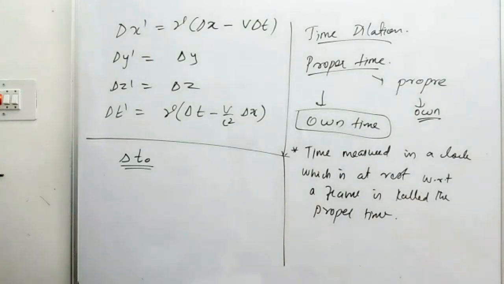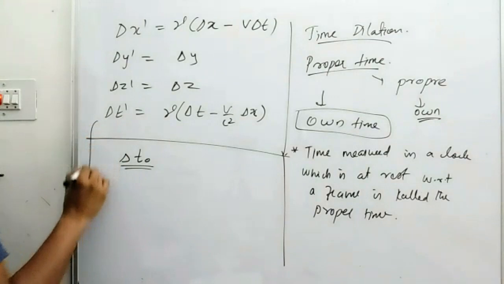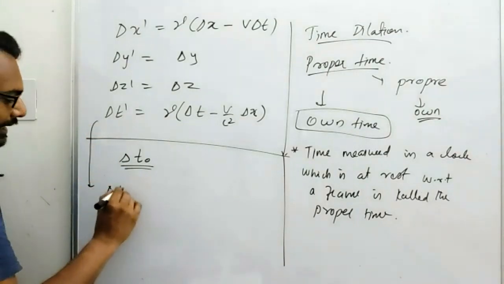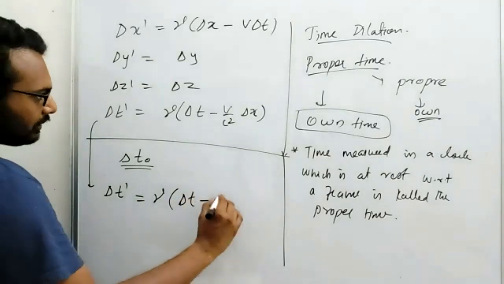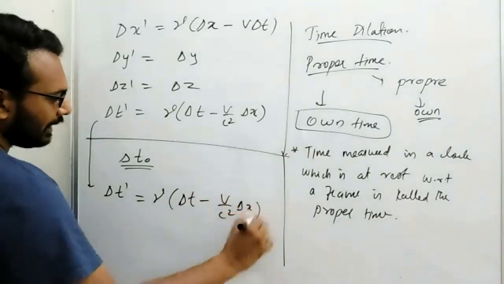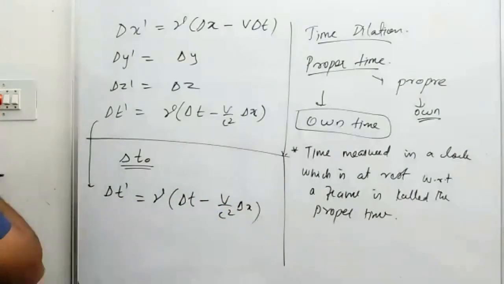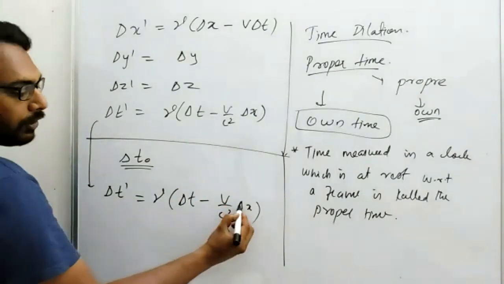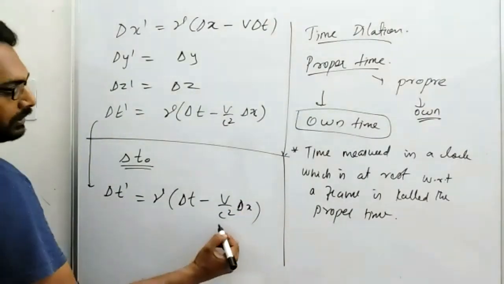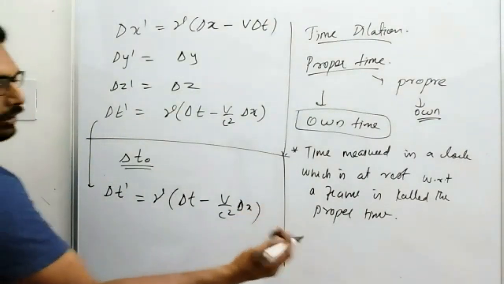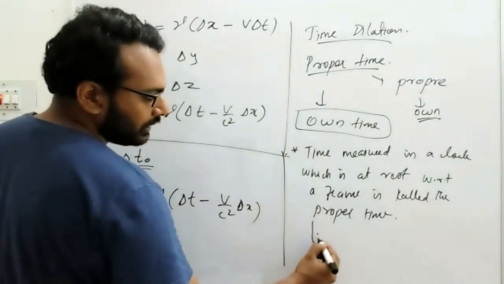Now look at this equation. You see that delta T prime is equal to gamma times (delta T minus V by C square delta X). Now if the clock is not moving in your frame, then you are looking at the clock which is exactly at the same point in your frame.